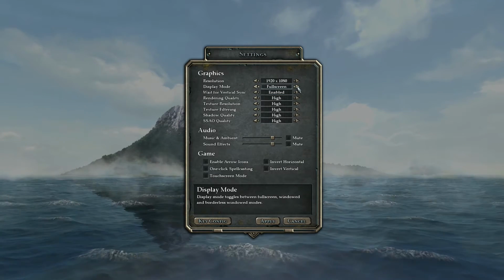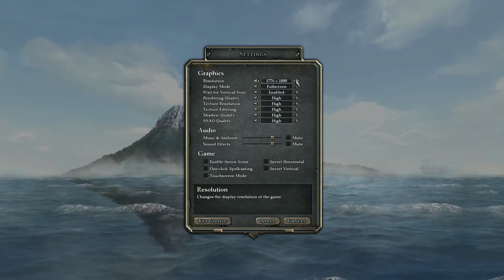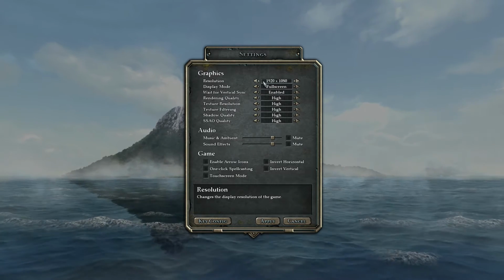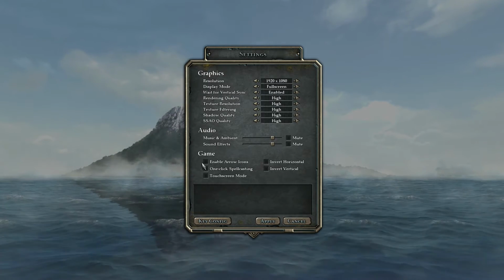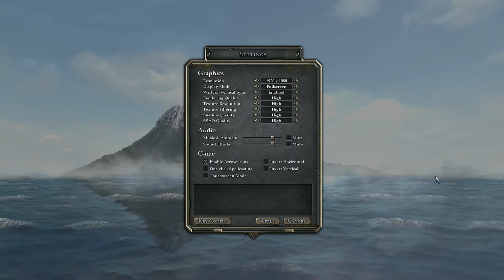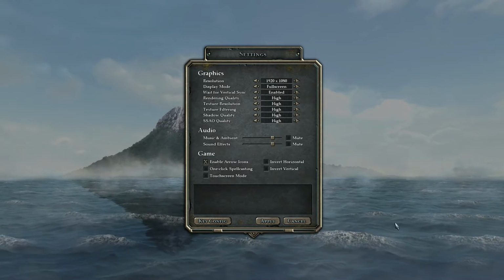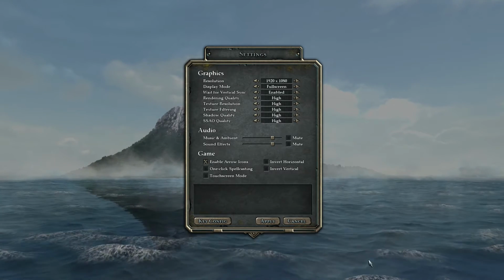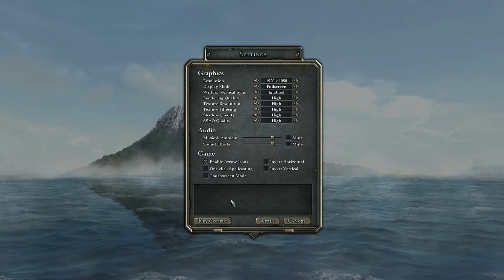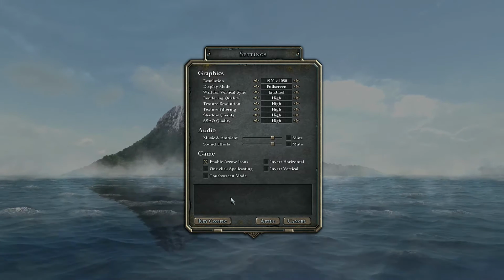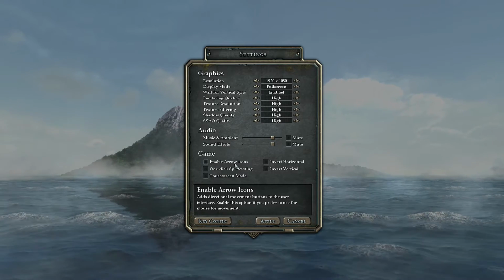I'm going to go ahead and switch to full screen here, and as you can see there seem to be a few resolution options, but 1920 by 1080 seems to be the highest resolution. If you enable arrow icons, there are some icons over here. You can basically click to move forward, back, rotate left, rotate right, strafe left, or strafe right. That's all that is. It's mostly for people who don't want to use the keyboard or who want to just click everything. If you have a touchscreen, it might be nice.